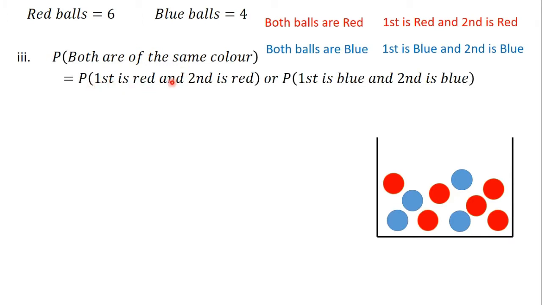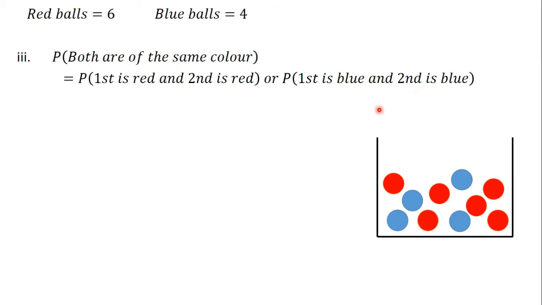So the probability that both balls are of the same color is going to be the probability that both balls are red, that is, the probability that the first ball is red and the second ball is red, or the probability that both balls are blue, that is, the probability that the first ball is blue and the second ball is also blue. We have learned from the videos on multiplication and addition laws of probability that where we see and, we replace it with multiplication, and where we see or, we replace it with addition.